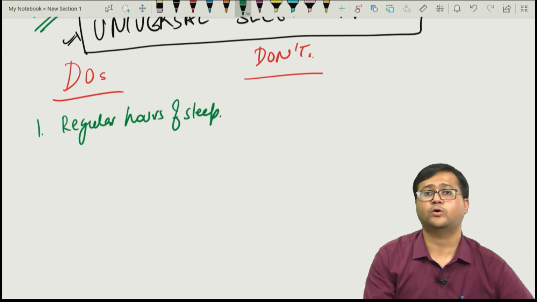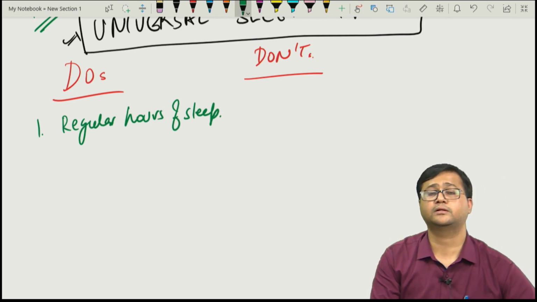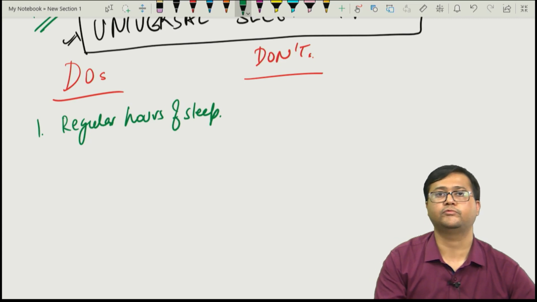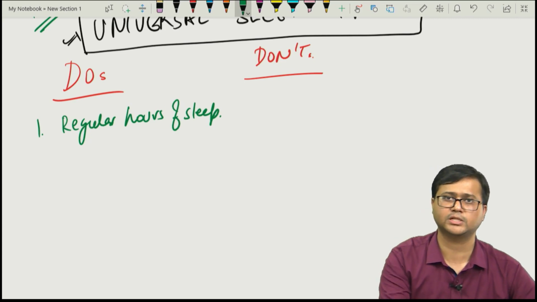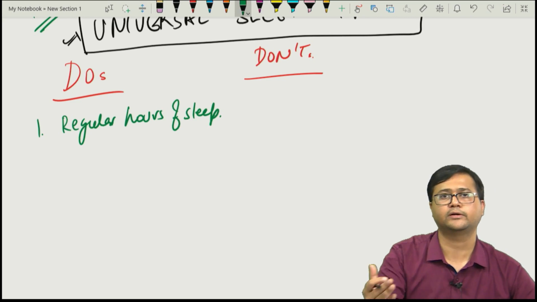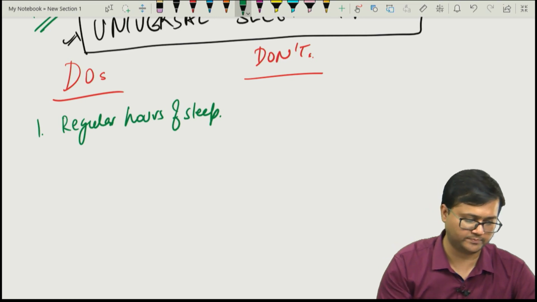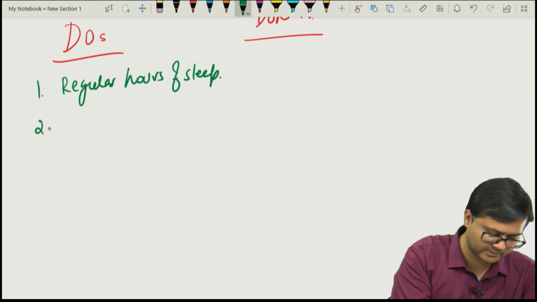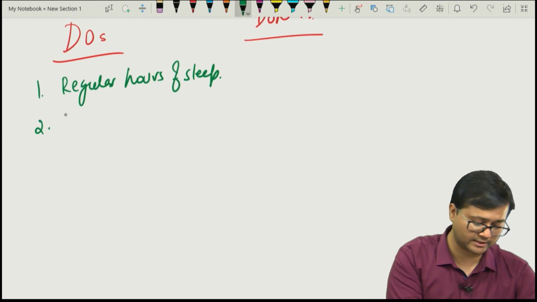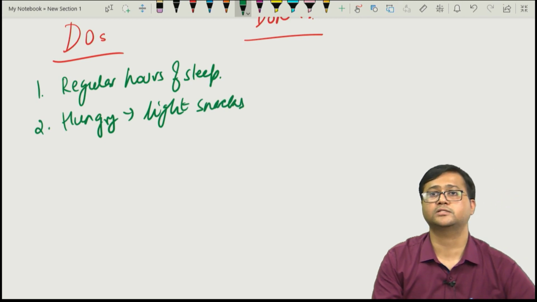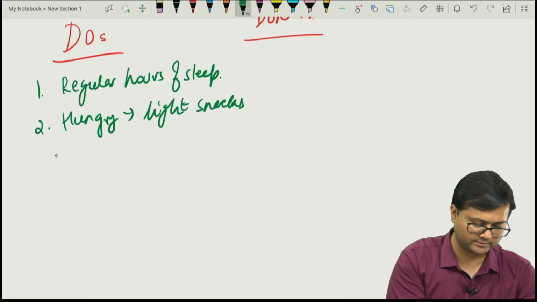So one should always sleep at a fixed time and wake up at a fixed time, and out of the two, in fact, the more important will be waking up at a fixed time. So if a person sleeps at, let us say, 11 o'clock and wakes up at around 6 o'clock, it should always be fixed time. Second, if a person is hungry at night, he should have very light snacks. So a person should have a very light snack even if hungry at night.